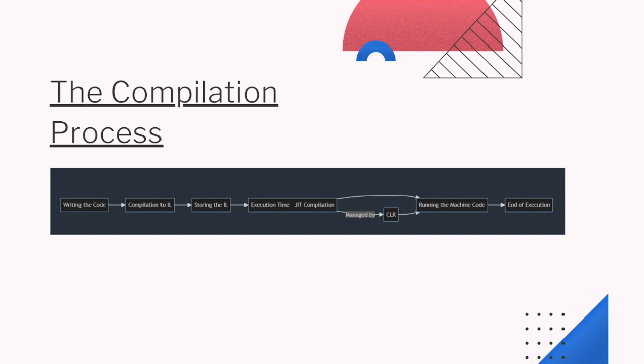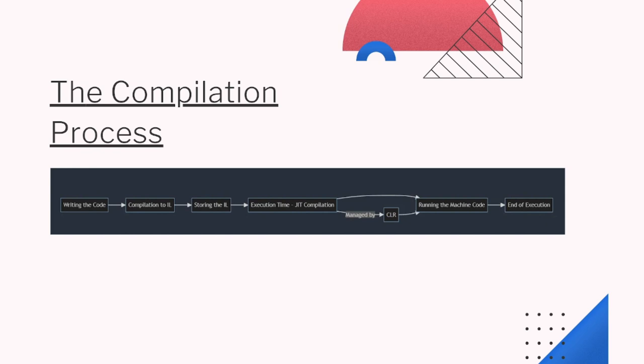Number three in the flowchart is storing the IL. This IL code is then stored in a file, typically with a .dll or .exe extension, depending on whether you are building a library or an executable application. This file is saved on your disk and is ready to be executed or used by other programs.